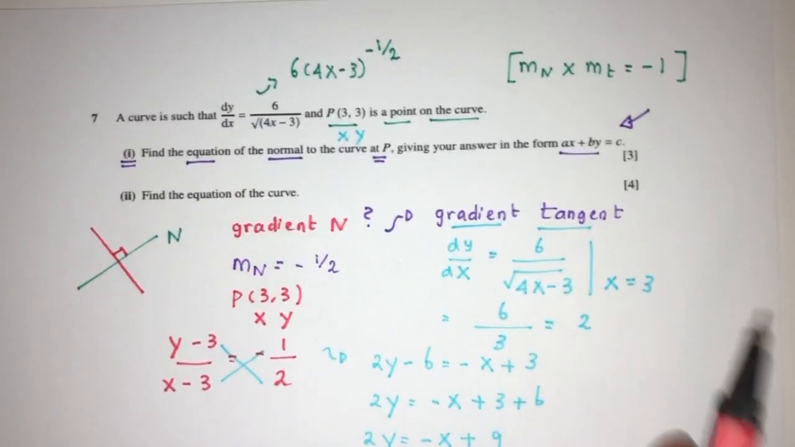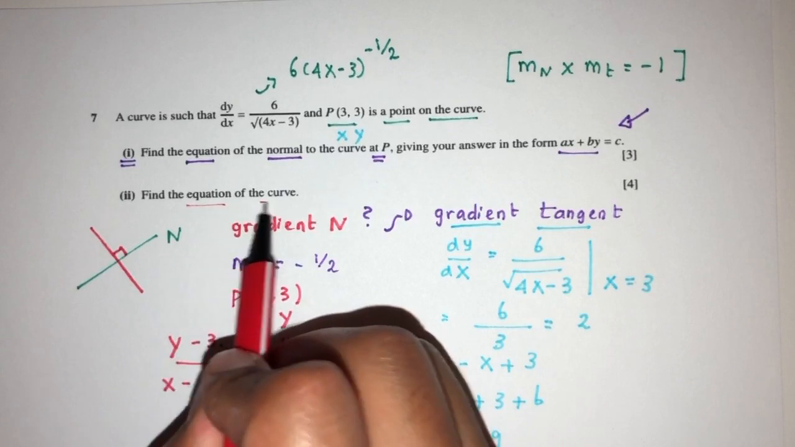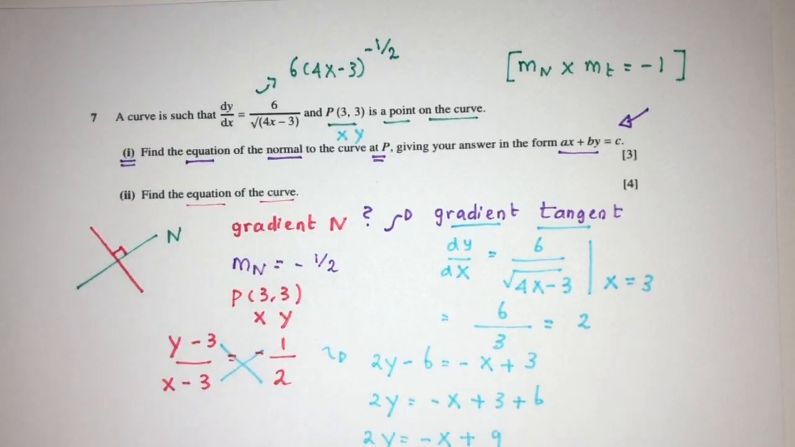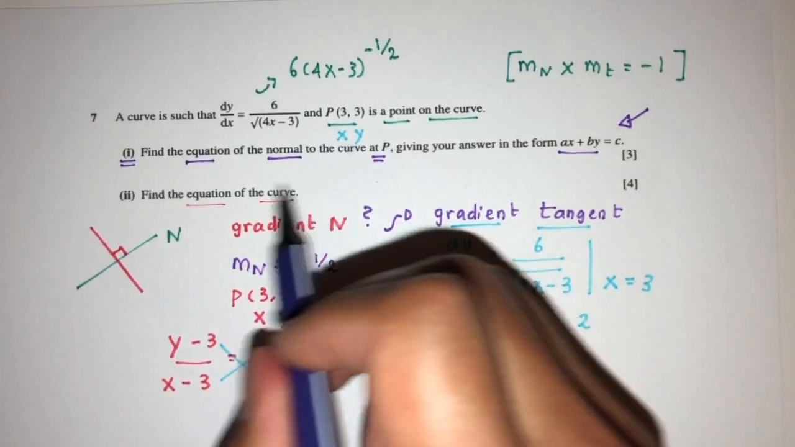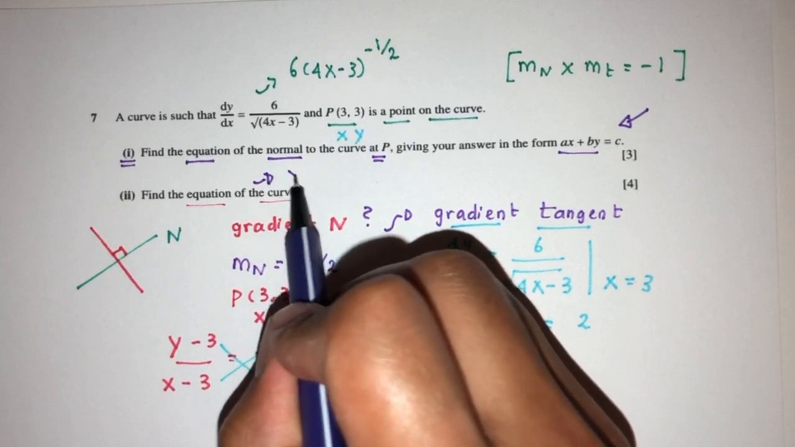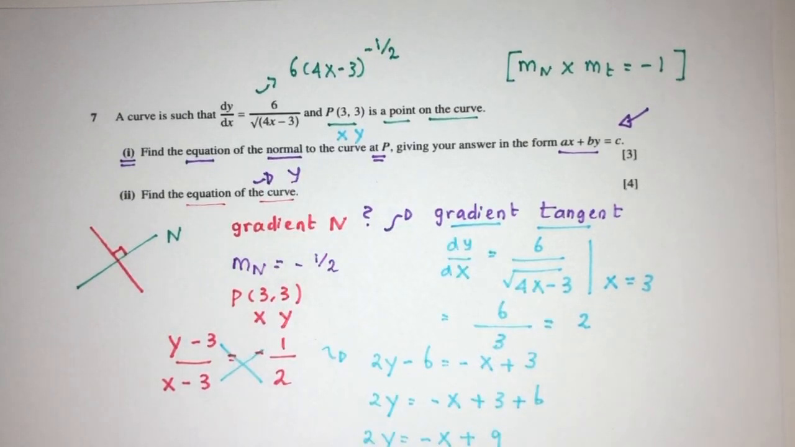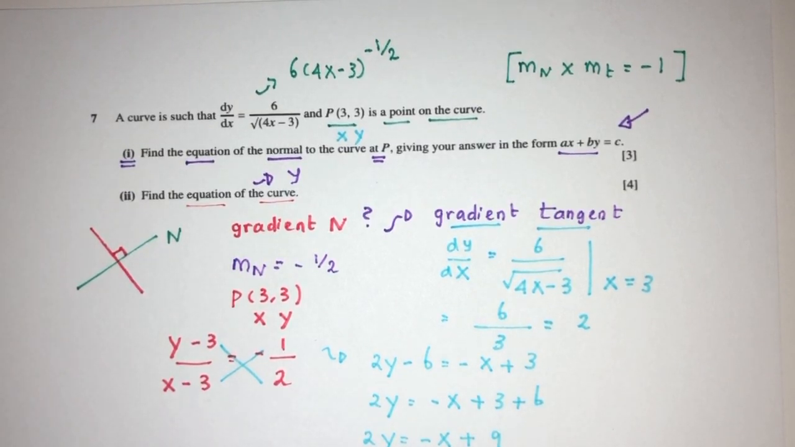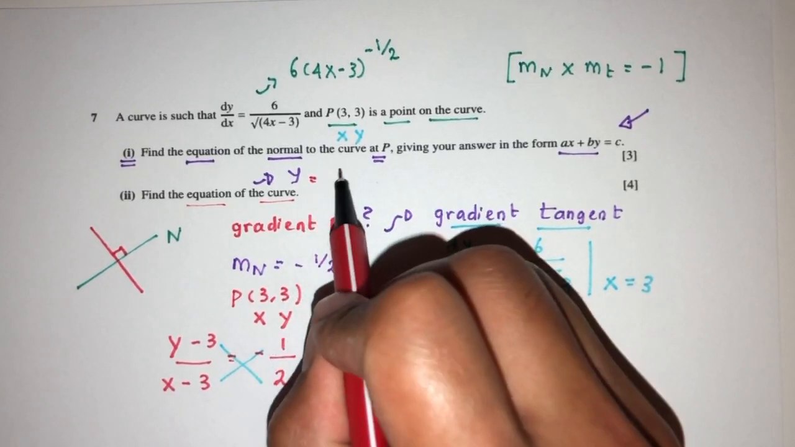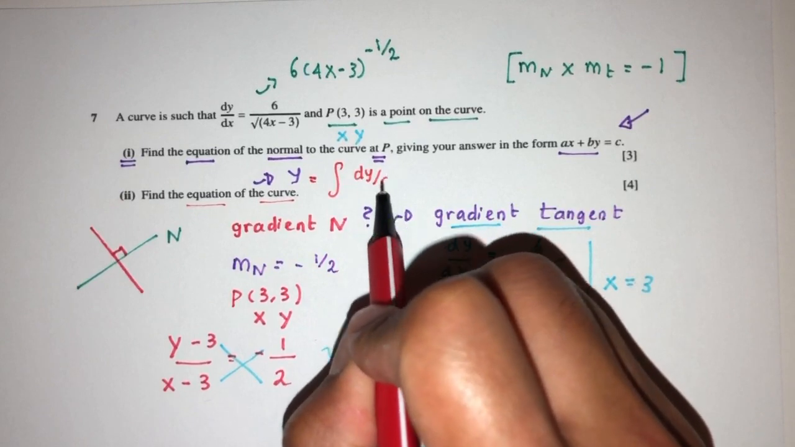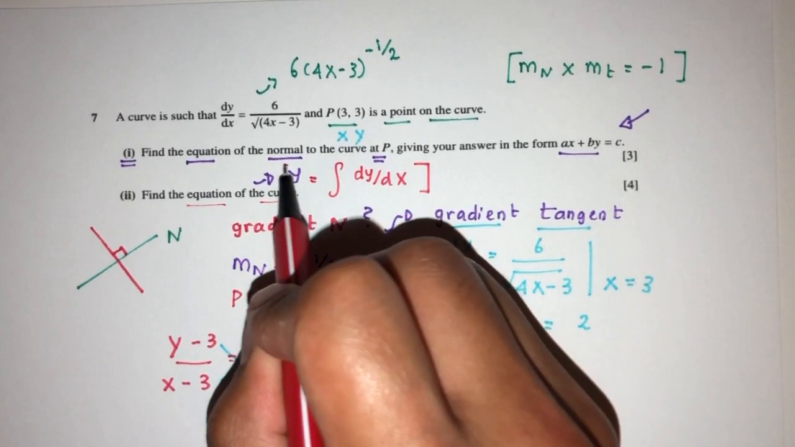Now for part 2 of the question, we have to find the equation of the curve. So how would you find the equation of the curve? Pretty easy. We realize that this is actually the value of y. So we have to find the value of y, which is the equation of the curve. Now you kind of have to, I would say, just memorize this. When you have to find the equation of a curve, it is simply asking you to find the value of y. So y will be what? It is the integration of dy by dx. So we have to know this to find y.